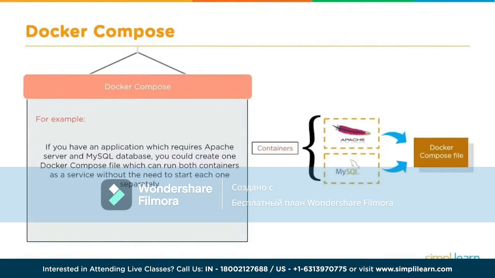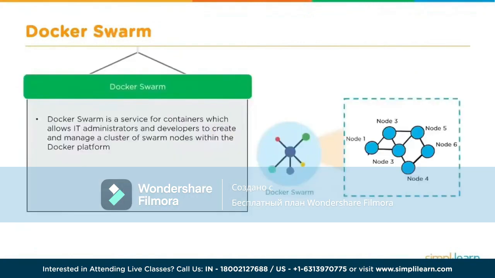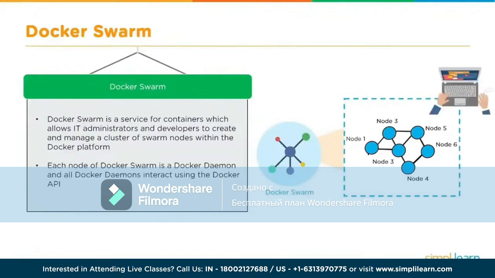And this is where you would write a set of files using Docker Compose to be able to help balance out that demand. So let's now look at Docker Swarm. Docker Swarm is a service that allows you to control multiple Docker environments within a single platform. Within your Docker Swarm, we're treating each node as a Docker daemon, and we have an API that's interacting with each of those nodes.